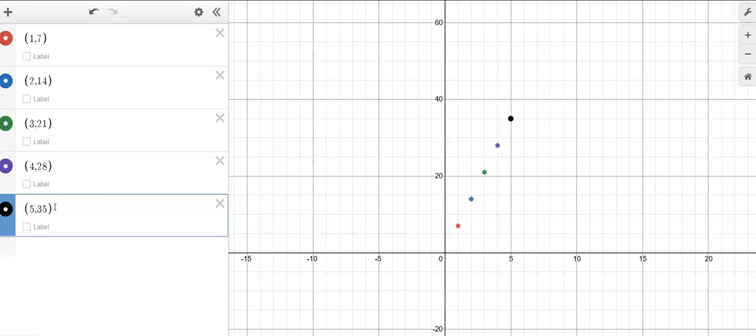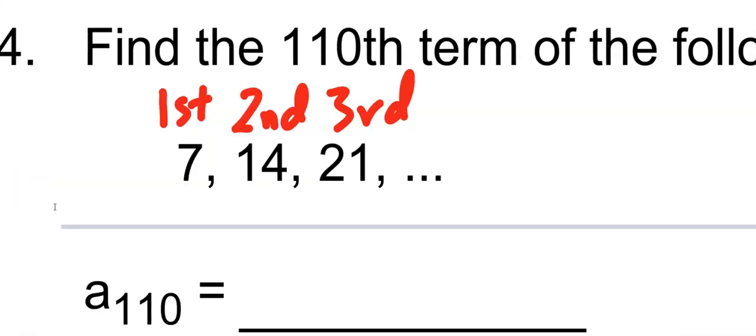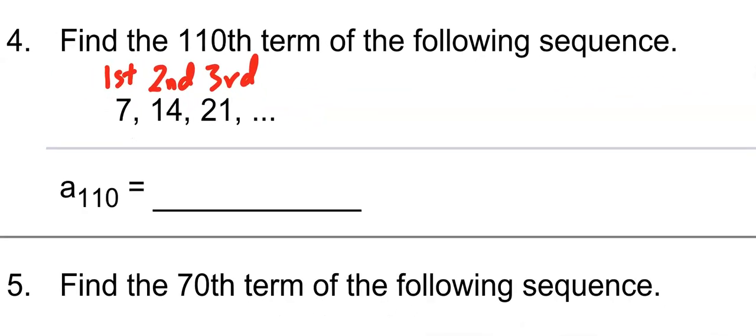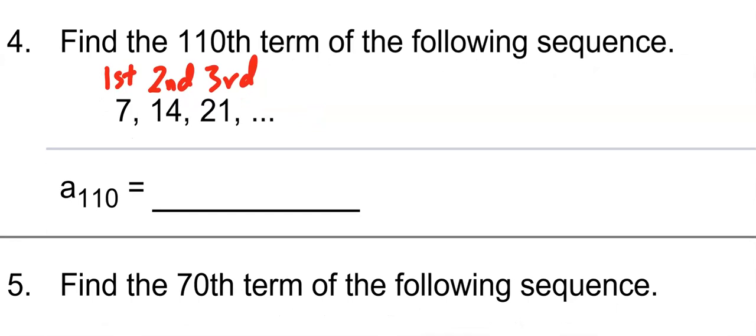So this is very predictable. We can find the 110th term. We just need a formula to get there. Okay? So let me show you how to do that. We call these explicit formulas.